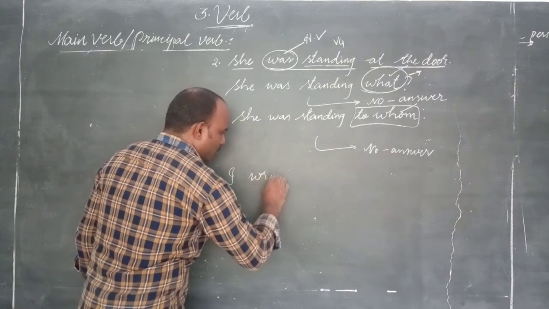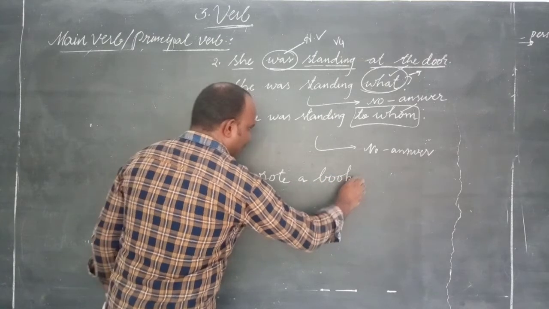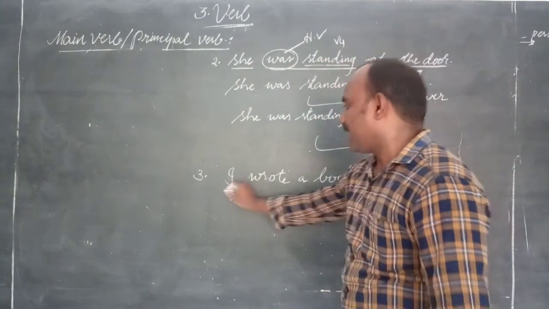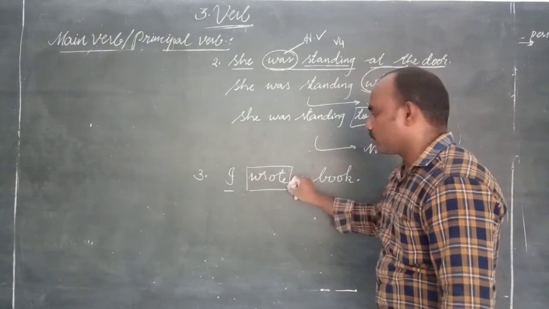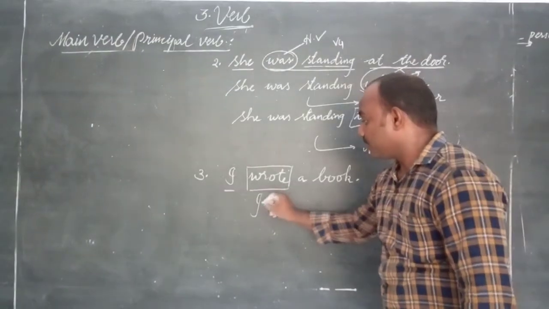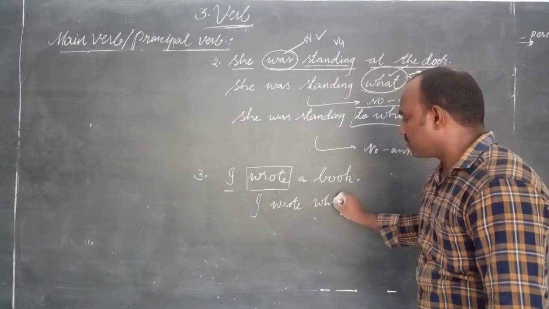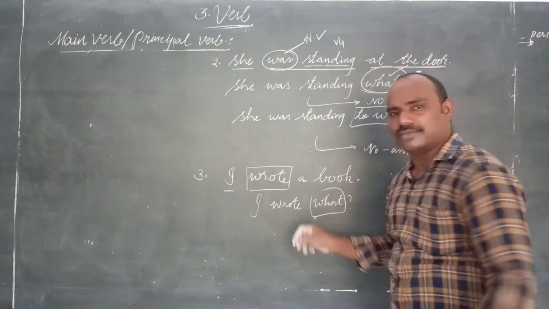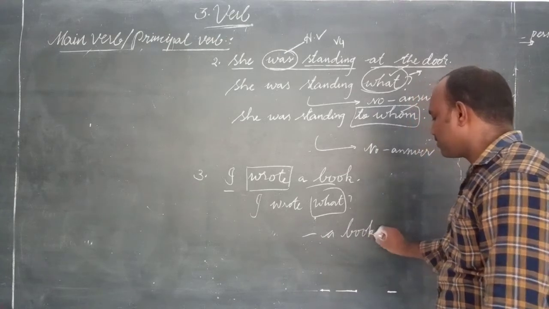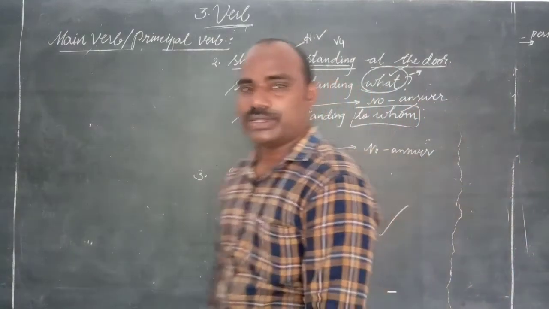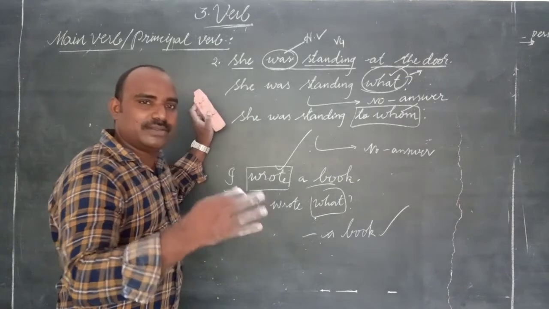I wrote a book. This is the sentence. See, I, of course, is the doer of the action, the speaker. Wrote is the main verb: write, wrote, written. You can question the verb. I wrote what? A book. So we have an answer. A book I wrote. So here, wrote is a transitive verb. So this is the way to identify a transitive verb and an intransitive verb.